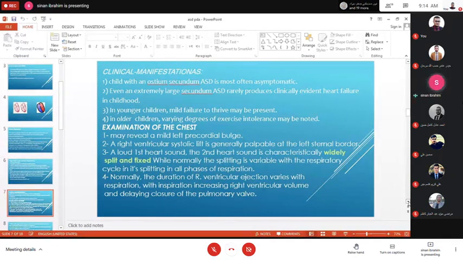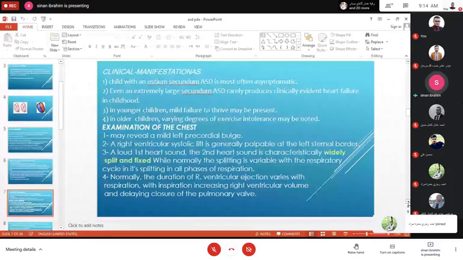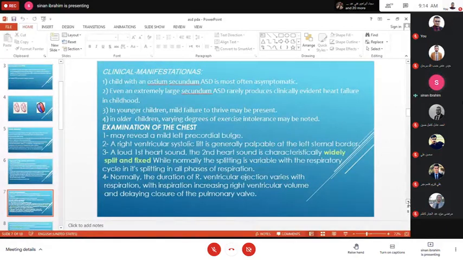On examination of the chest, what we will find in the patient with ASD may include a mild left precordial bulge, a right ventricular systolic lift that is generally palpable, a loud first heart sound, and the second heart sound is characteristically widely split and fixed. This is characteristic for the ASD. When you find a fixed splitting of the second heart sound, this is characteristic for atrial septal defect.